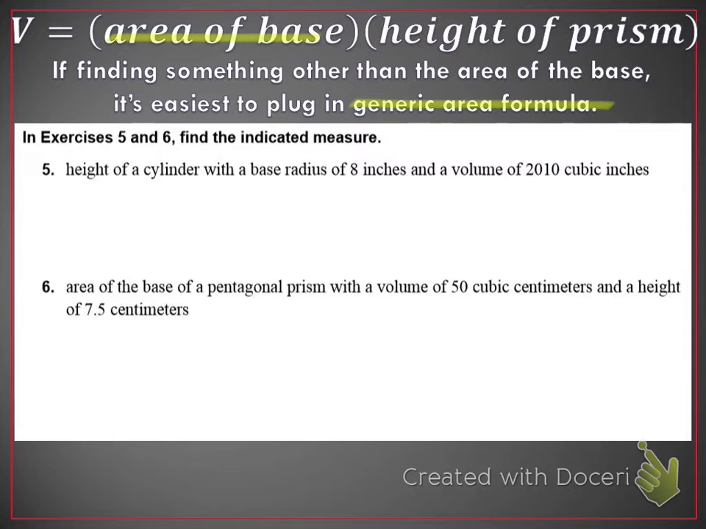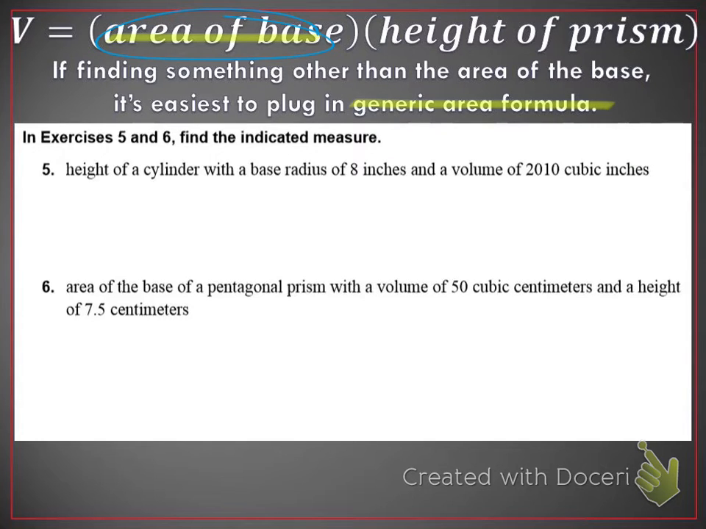If you had a rectangular prism, in a rectangular prism, what is the shape of the base? A rectangle. What is the area formula for that base? Length times width. So instead of saying area of the base times the height, you would say length times width times the height. So you would do this for all cases except for when it says find the area of the base.